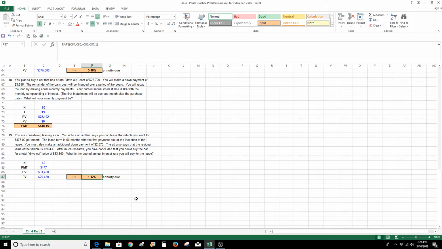So it calculates a 1.12% interest rate, but that is on a monthly basis. So to get the annual rate, you're going to take that times 12 and just go up here and change the formatting. And that is your annual interest rate of 13.47%.